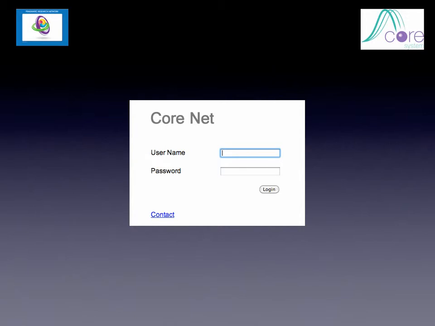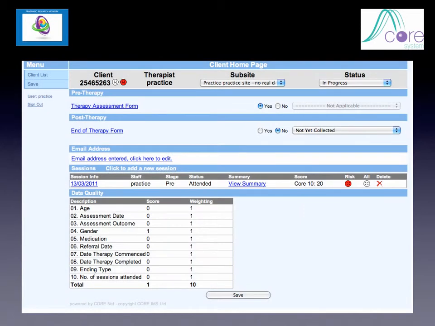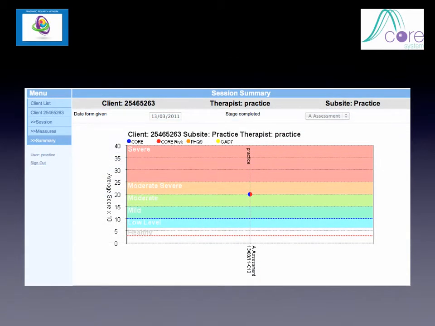Now, meanwhile, switching back again now into the practitioner, when the practitioner next logs on and finds that particular client, what you see is sure enough that the outcome measures filled in by the client are available for viewing. And this session summary screen can be accessed in the normal way.